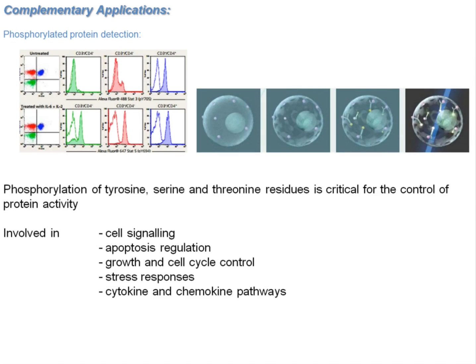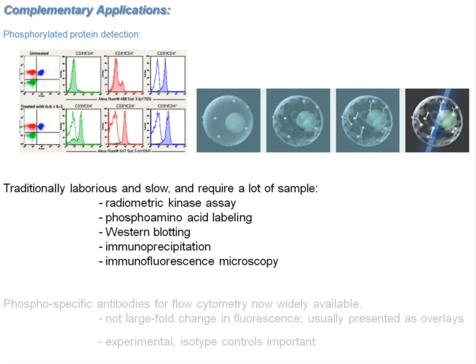Another example that I thought I'd bring up was detecting phosphoproteins, which is a relatively new technique. Protein phosphorylation is involved in apoptosis, cell signaling, stress responses, various cytokine pathways. And classically, there were a lot of slow and even potentially dangerous radiometric assays or blots. But now we can use phospho-specific antibodies that are commercially available through a number of different companies, and a lot of different phosphoproteins are commercially available now.